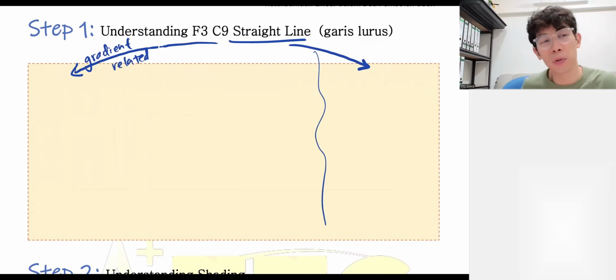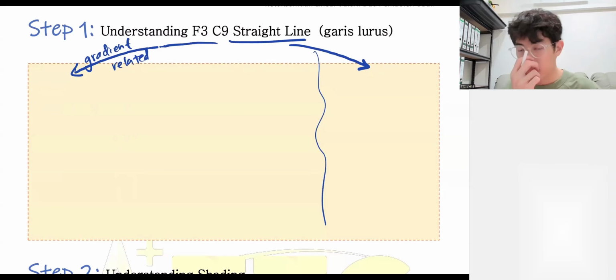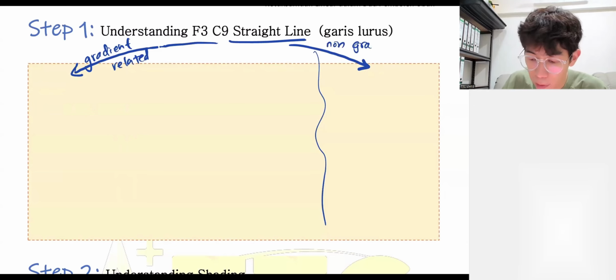Of course a student will say, teacher, I thought every straight line has a gradient. It's just that you have negative, positive, infinity, or maybe gradient equals 0. But to make it easier to understand, I'll make it gradient and non-gradient. I will treat gradient as a slope.